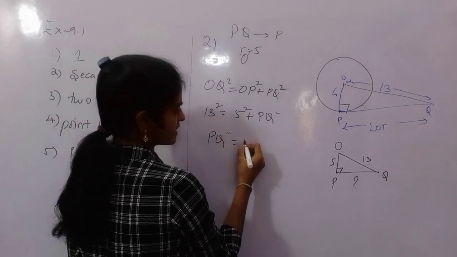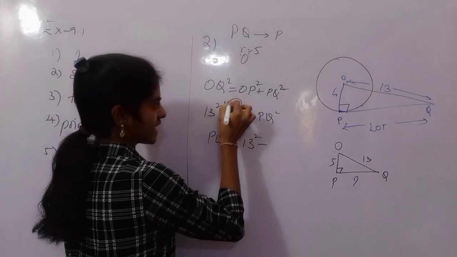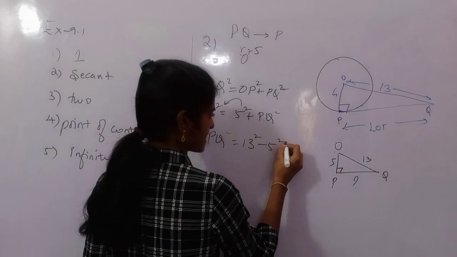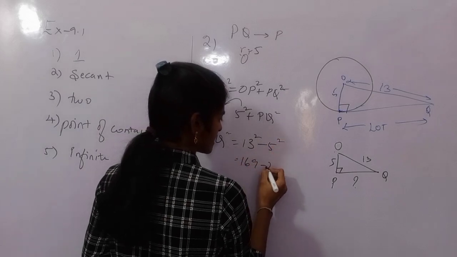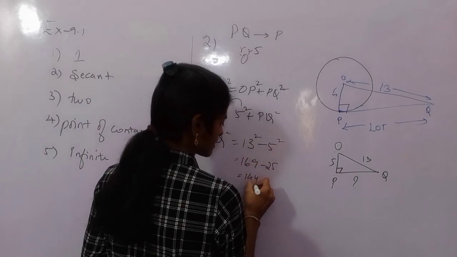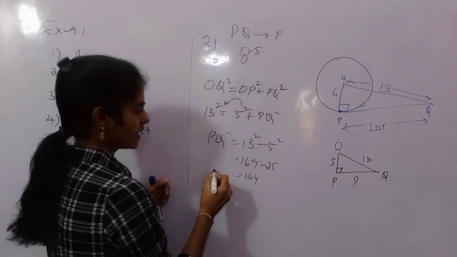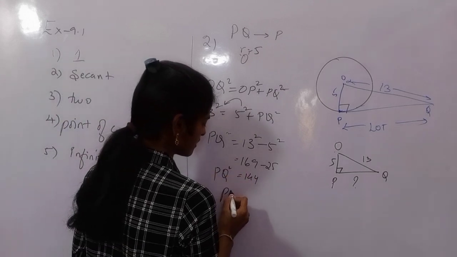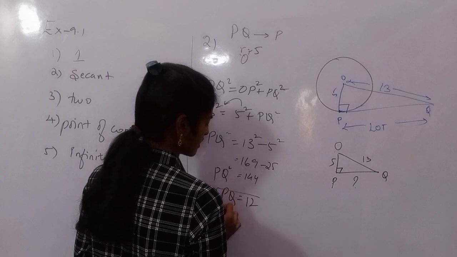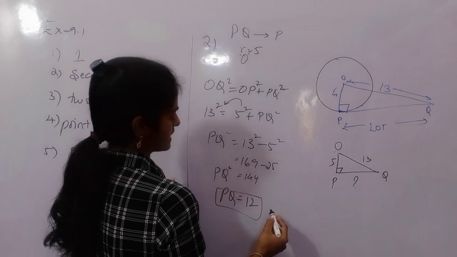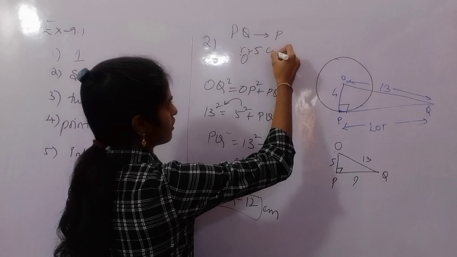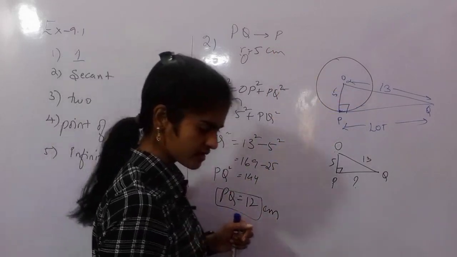So PQ square is equal to 13 square, taking 5 square to the other side, minus 5 square. So this is 169 minus 25, which gives 144. So this is PQ square. Now what is PQ? We know 12 12s are 144. So PQ is 12 centimeters. Because the radius and the rest are given in centimeters, this is also centimeters.